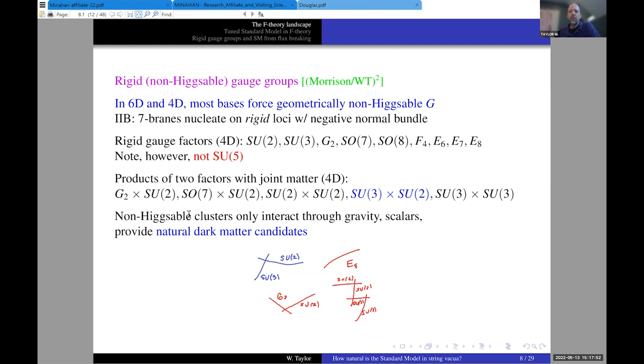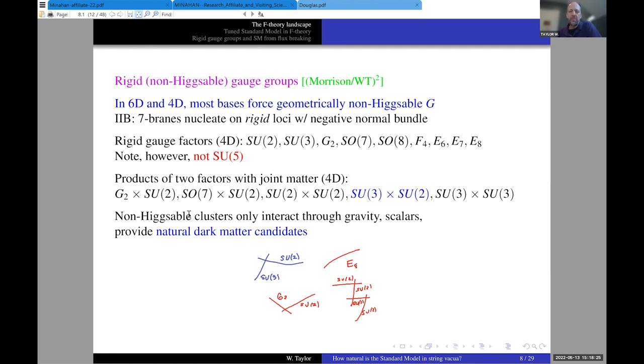And those clusters will then be separated. So you'll have multiple, perhaps a dozen clusters in a given geometry, each of which supports a particular gauge group. And those gauge groups can only talk to each other through gravitational interactions and scalars. So it ties in very naturally to the notion of dark matter, that we have one sector where our SU3 cross SU2 cross U1 lives. And then there are other hidden sectors which only communicate gravitationally or through massive scalar interactions.